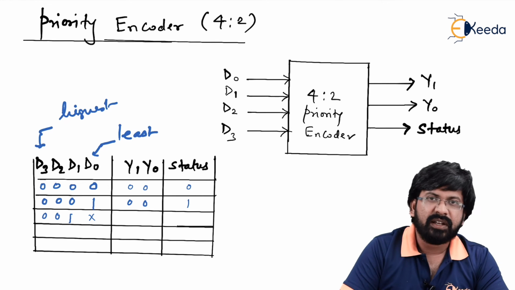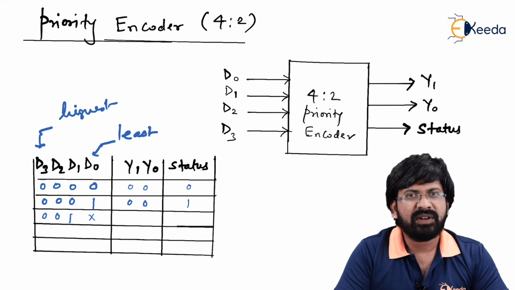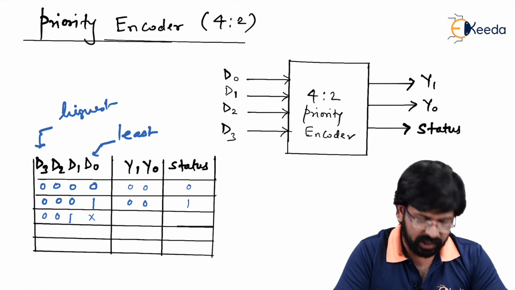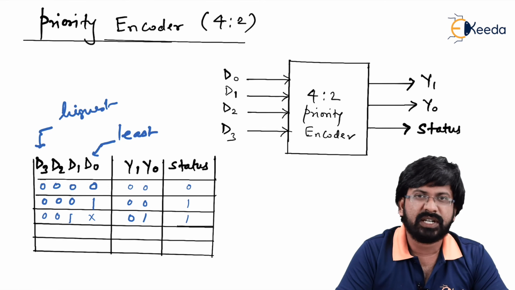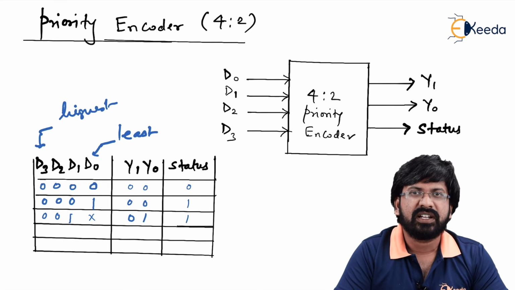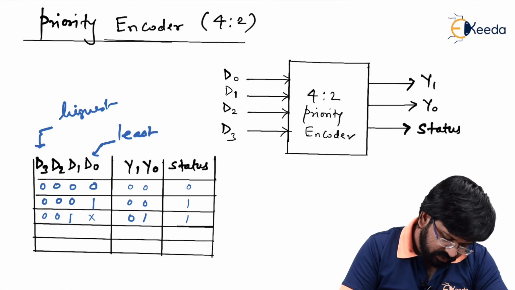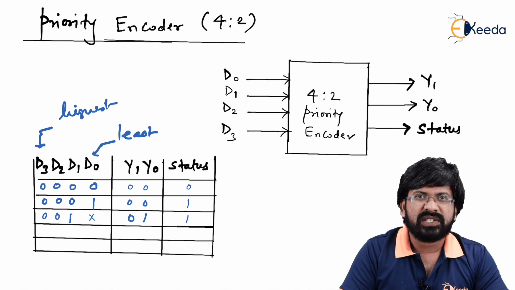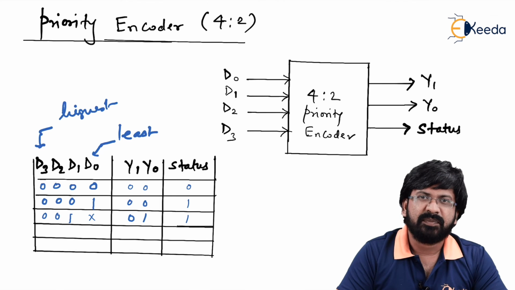Meaning that if you make D1 equal to 1, then irrespective of what you apply on D0, whether it is 0 or 1, D1 will be the only one selected for binary encoding, and therefore now the binary code is 0, 1, and of course status is equal to 1, because status equal to 1 indicates that some input out of D0, D1, D2, D3 is activated. I'll repeat this. When D1 is equal to 1, the reason D0 is don't care is that D1 has more priority as compared to D0.